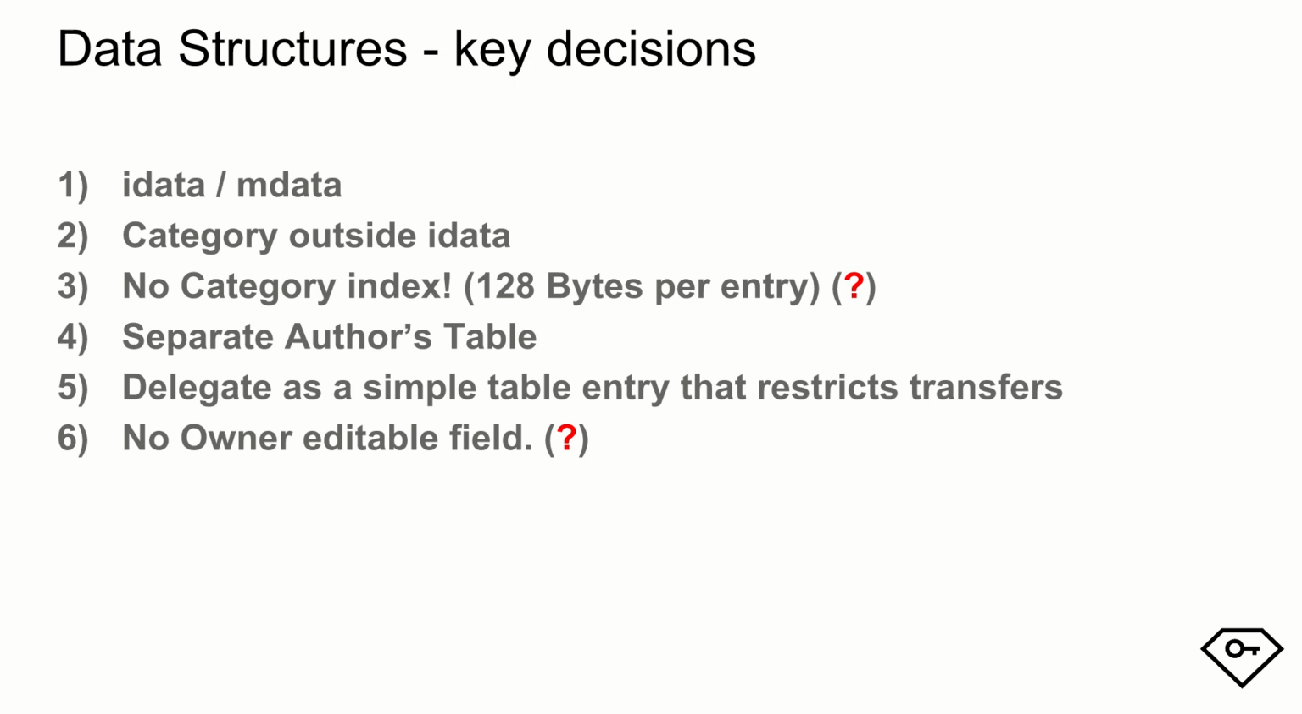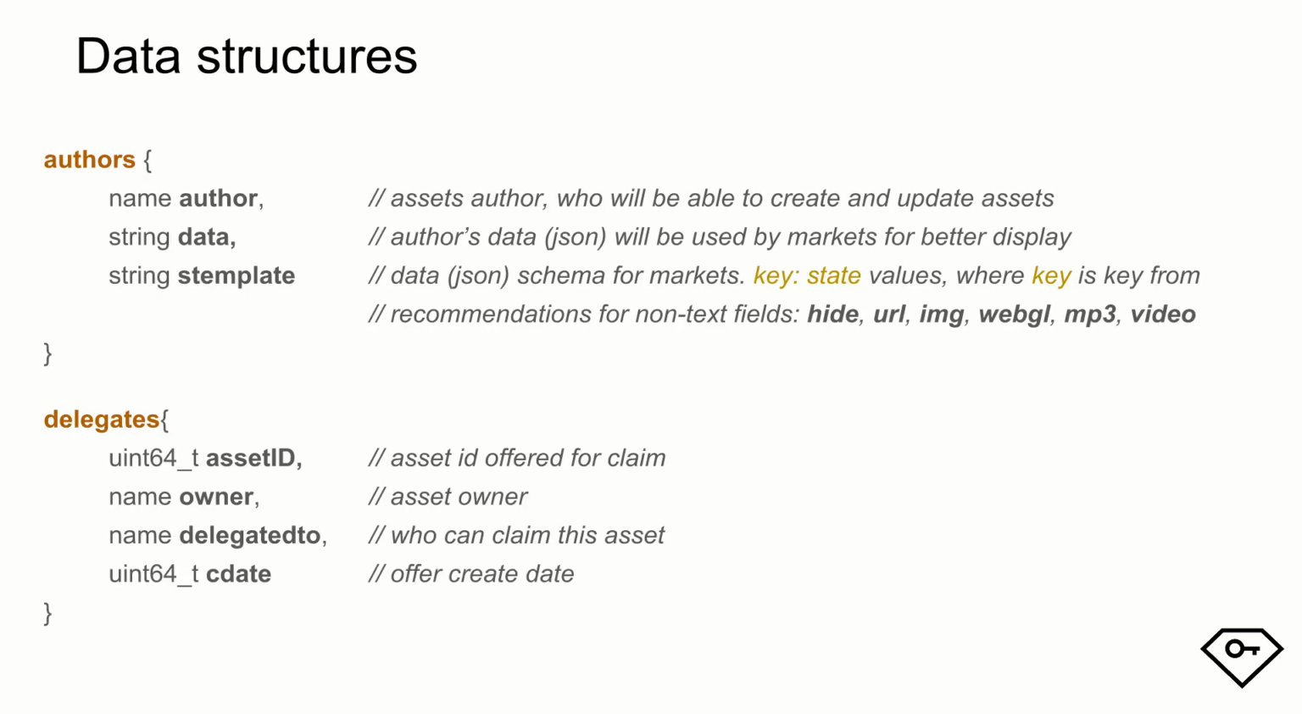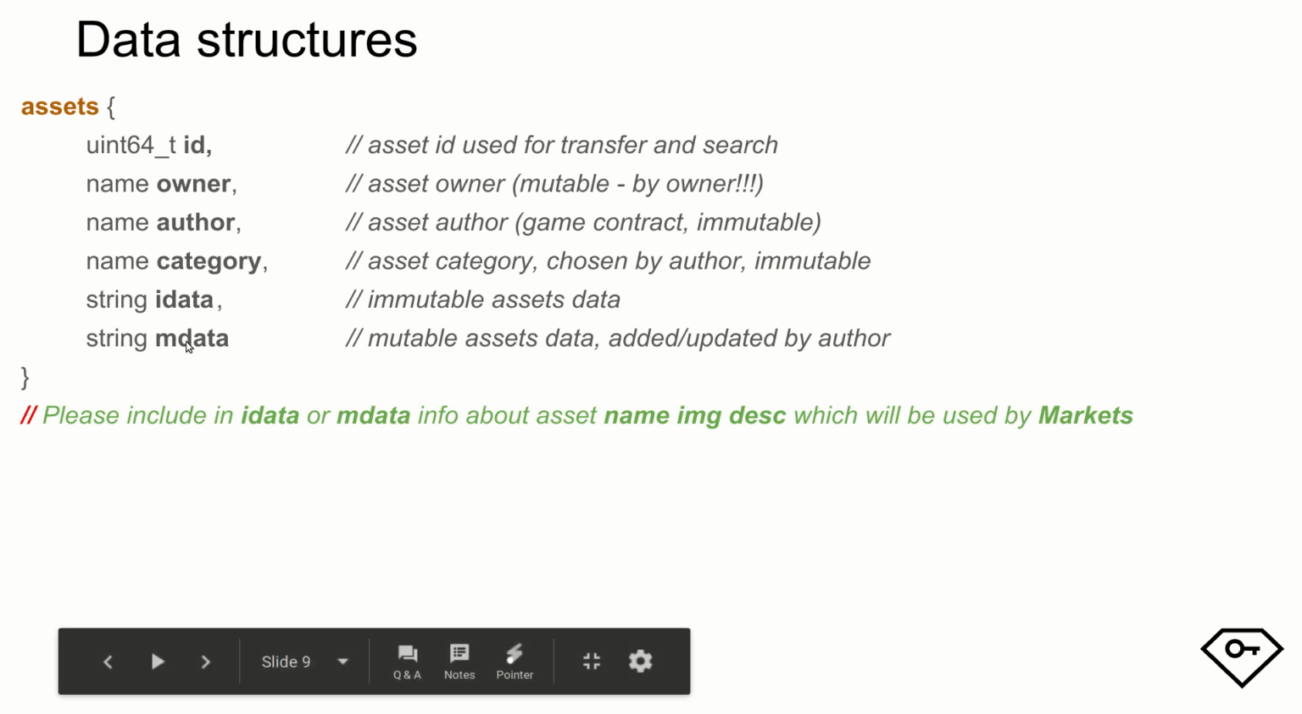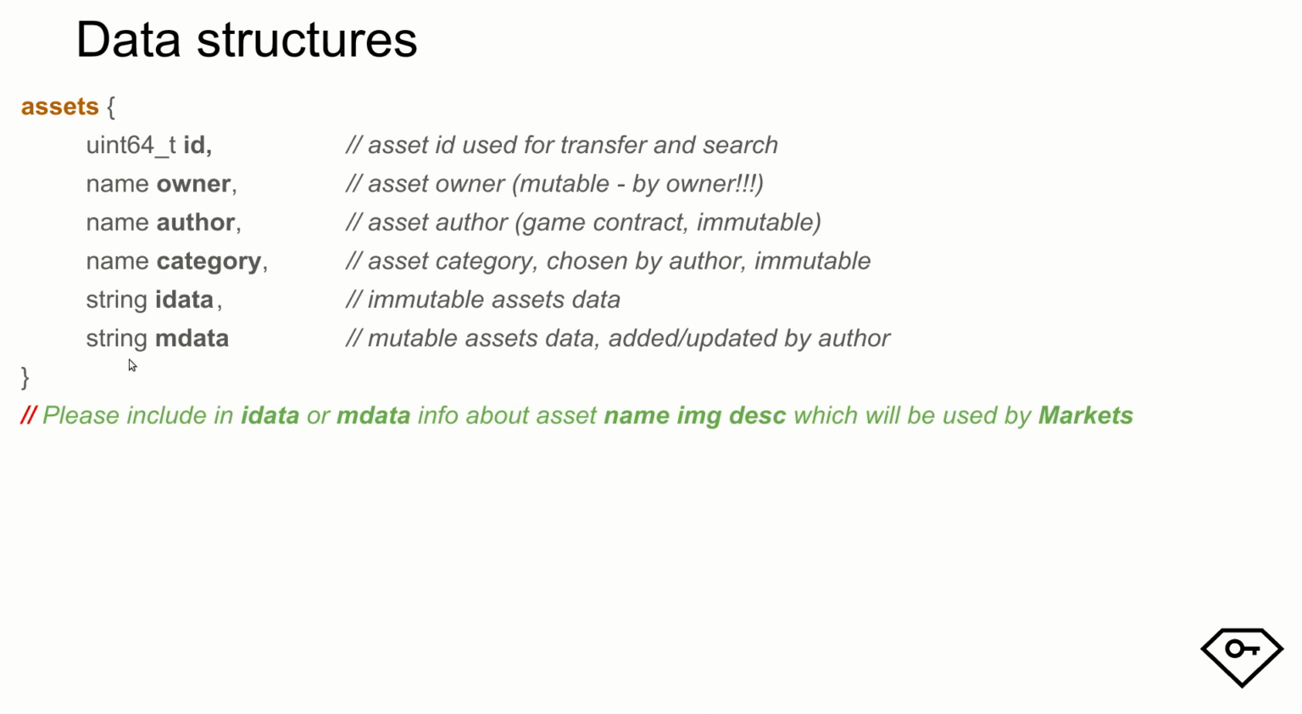And lastly, number 6, this is the most interesting one. We decided against having an owner editable field. Now, what do we mean by owner editable field? Let's look back at the asset structure. So the M data is a field that only the author, only the game, can edit. We thought it might be really interesting to have a field that only the owner can edit.